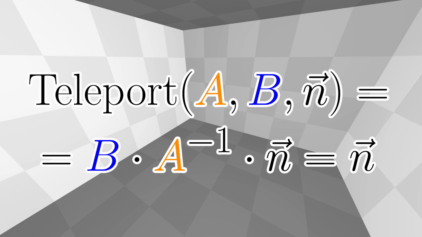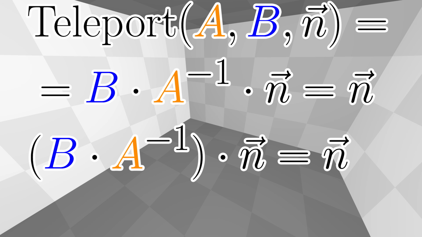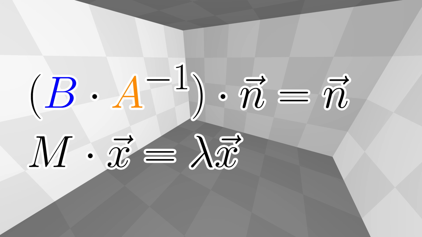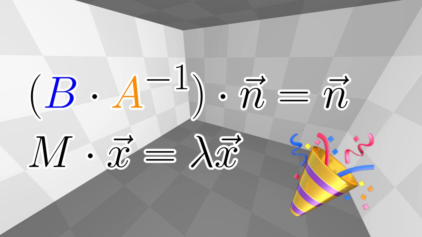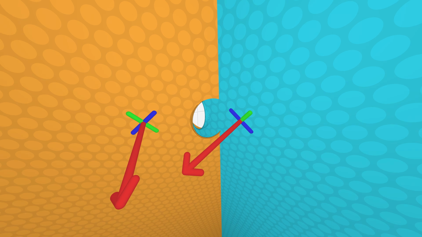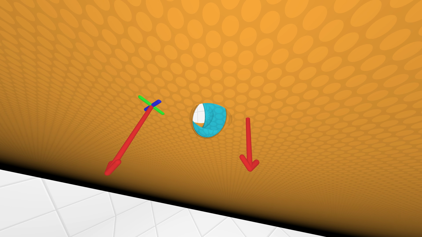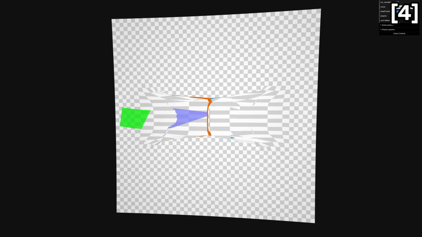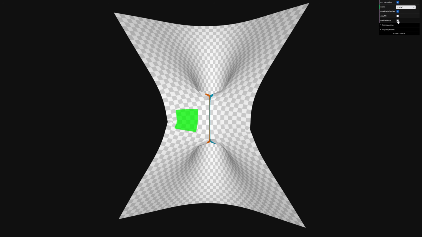Looks familiar. If we put brackets around the matrices, this becomes an eigenvector of this matrix. And this is the first time in my life when eigenvectors were useful to me. It turns out that this eigenvector of the teleportation matrix is the normal vector, which can then be used to calculate the portal surface.